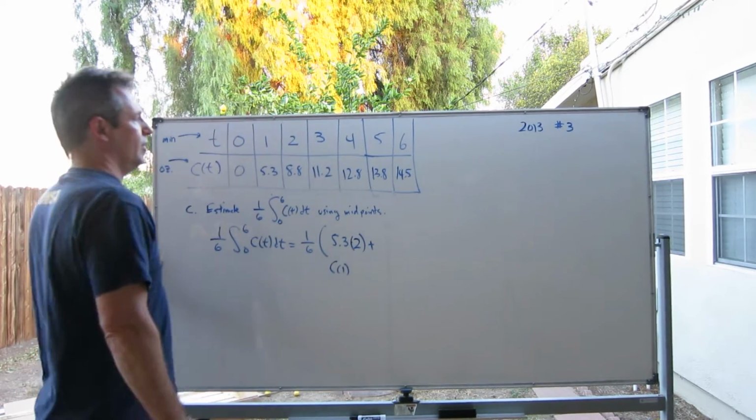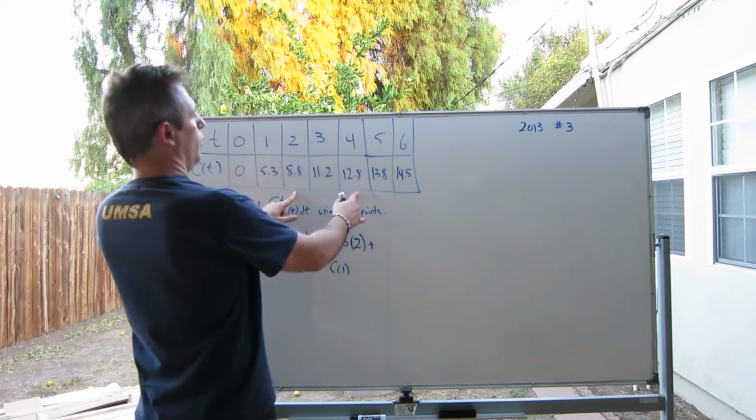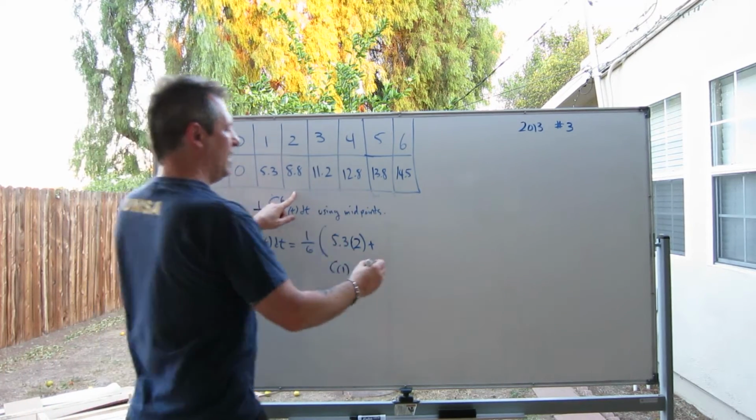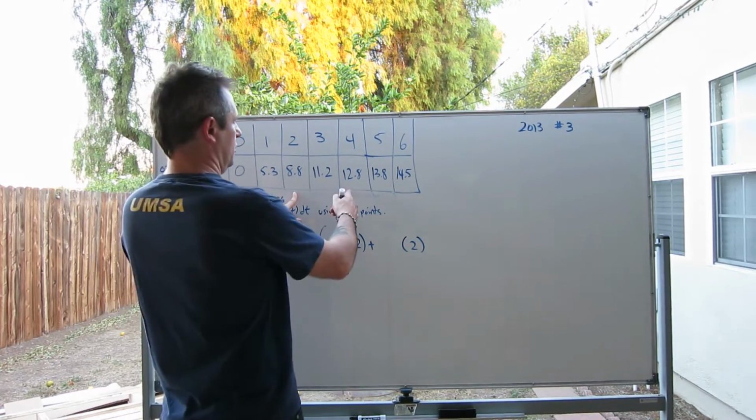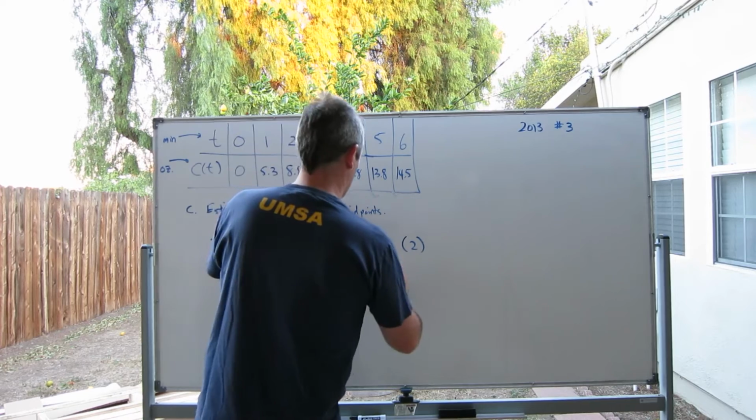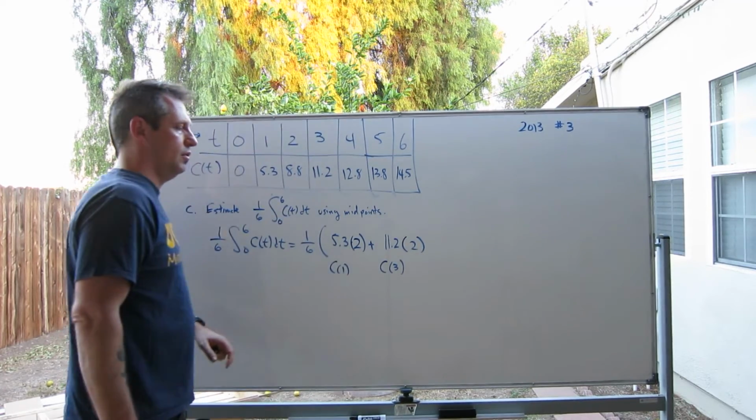Plus. And we go to our second rectangle. Our second rectangle goes from 2 to 4. So again, the width of that rectangle is 2. This happens to be a regular partition. And the height of that rectangle is c of 3, which happens to be 11.2.